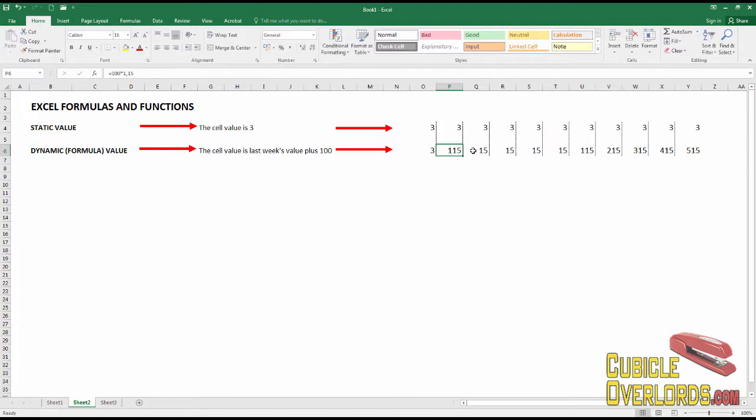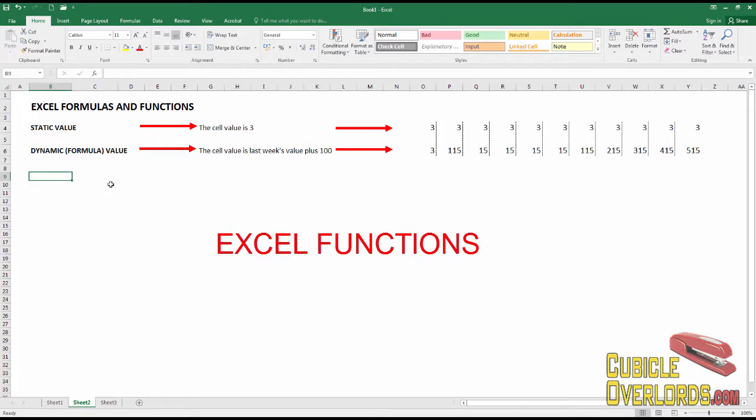So that's a useful way to use functions and static values in Excel. You don't necessarily have to reference other cells or use functions. You can do something as simple as this. Now, what's a function in Excel? One thing is a formula, and the formula is made up of functions.